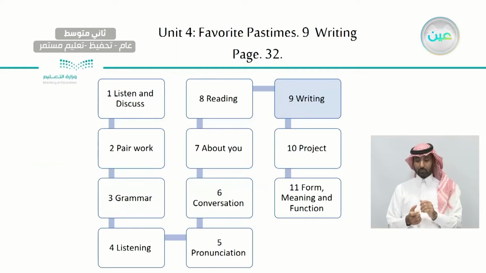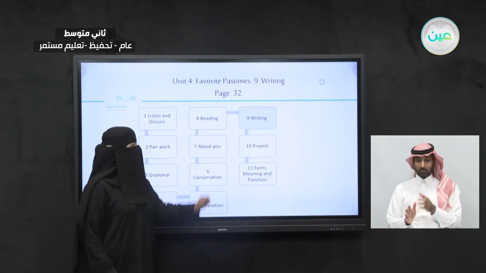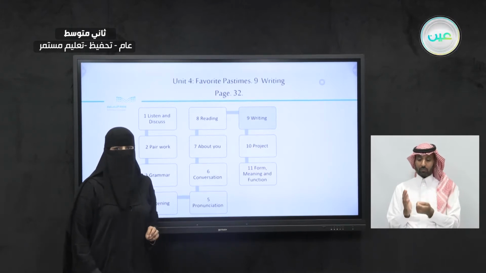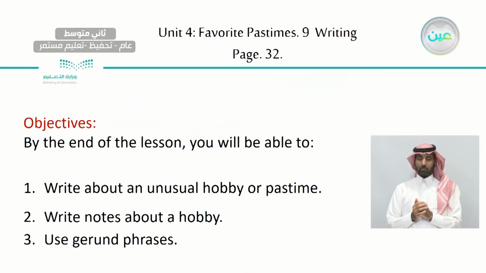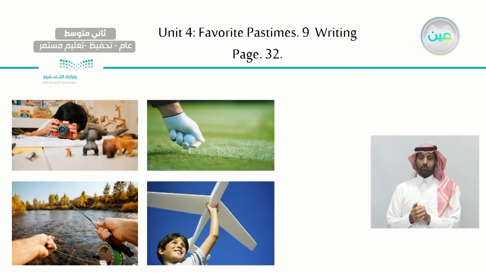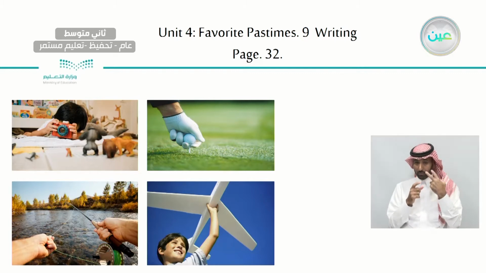So now that we are done with the homework, let's see where we are in this unit. We are done with all of these steps. Now today we are in the writing part of this unit. What are we going to do? By the end of the lesson, you will be able to write about an unusual hobby or unusual pastime, and you will be able to write notes about a hobby and use gerund phrases.